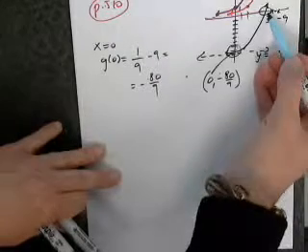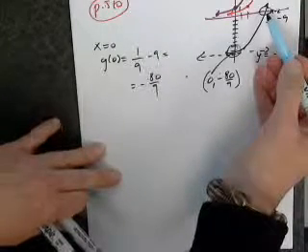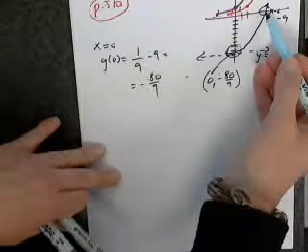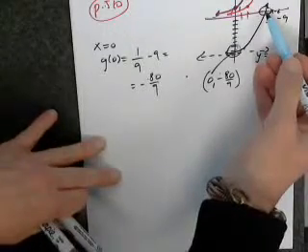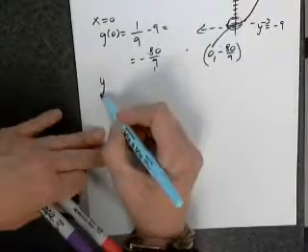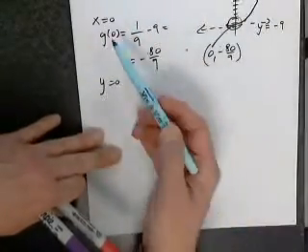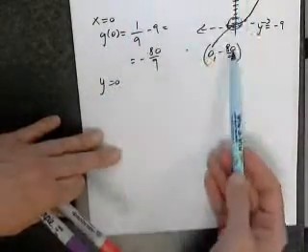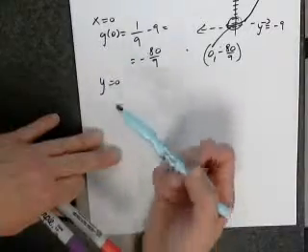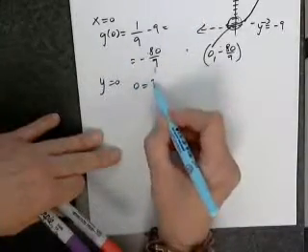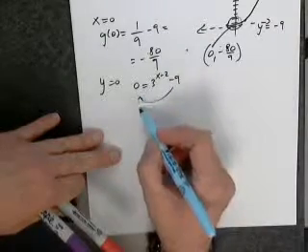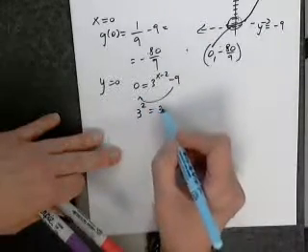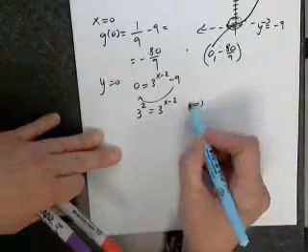And now to find this point, what do I do? We set y equal to 0, right? For the x-intercept, I set y equal to 0. For the y-intercept, I set x equal to 0. So I have 0 equals 3 to the x minus 2 minus 9. I move 9, and I have 3 squared equals 3 to the x minus 2.